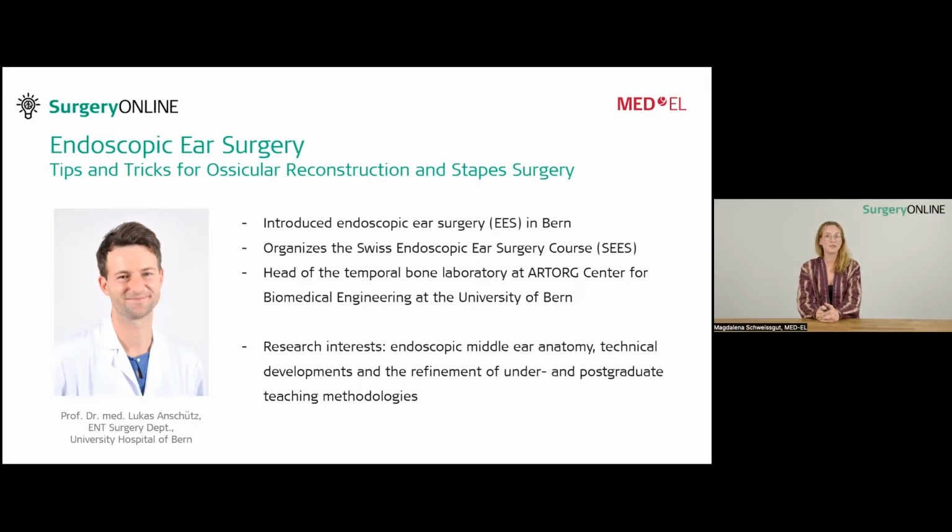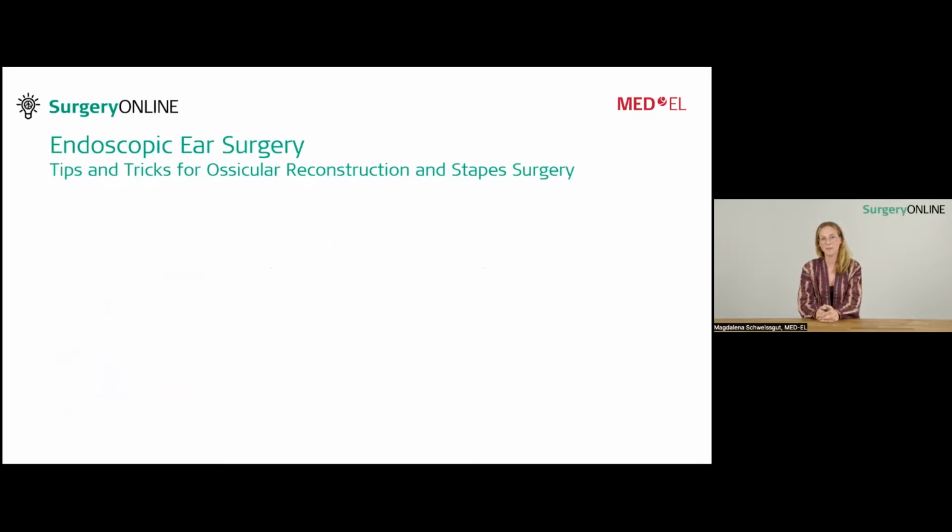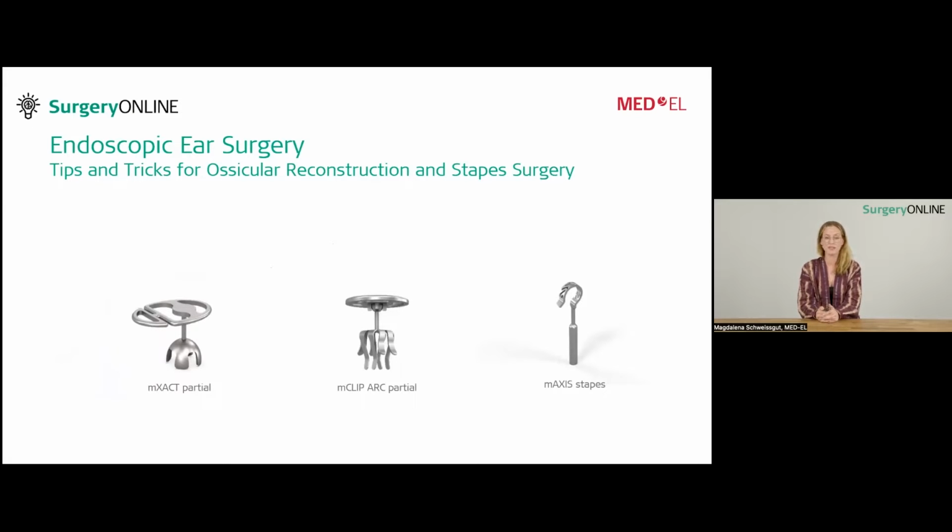Now, before I hand over to Professor Anschütz, I want to show you just briefly the prosthesis that Professor Anschütz will implant today using the endoscope. So we will see two cases of the mCLIP arc partial prosthesis, the one that you see in the center of the slide. This is a prosthesis that has a clip for the coupling to the Stapes head and a very flexible ball joint at the upper end of the prosthesis so that the prosthesis can follow the movements of the tympanic membrane. And we will also see one case with an mXACT partial prosthesis and also Stapes surgery with an mAXIS Stapes prosthesis.